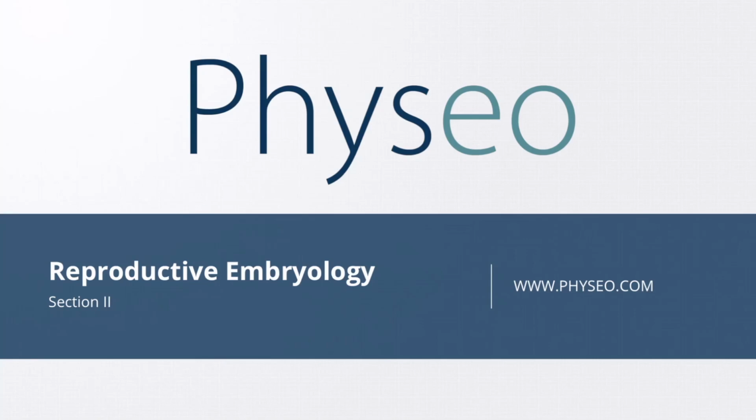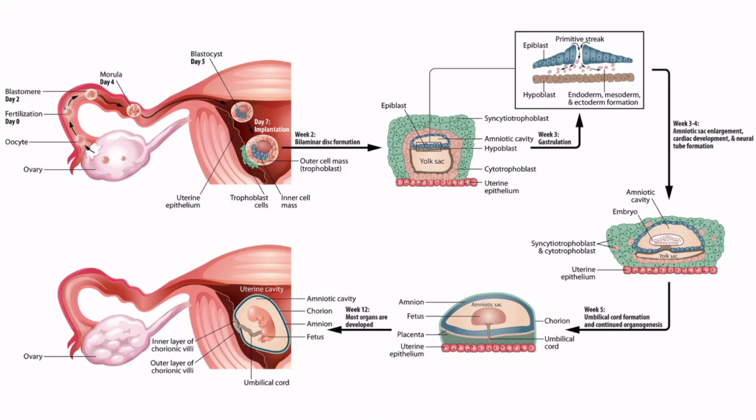Welcome to section 2 of reproduction. In this section, we'll be discussing important embryonic genes. This is the embryo overview image, which was discussed in great detail in the previous section.